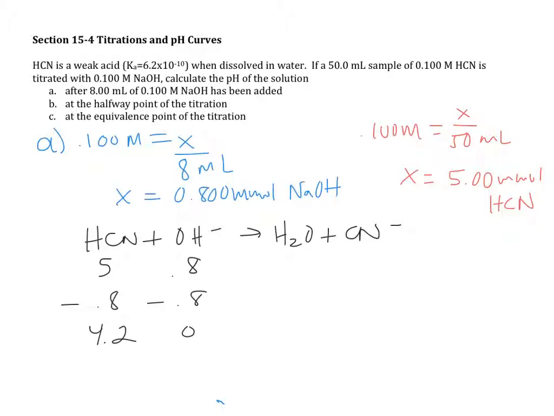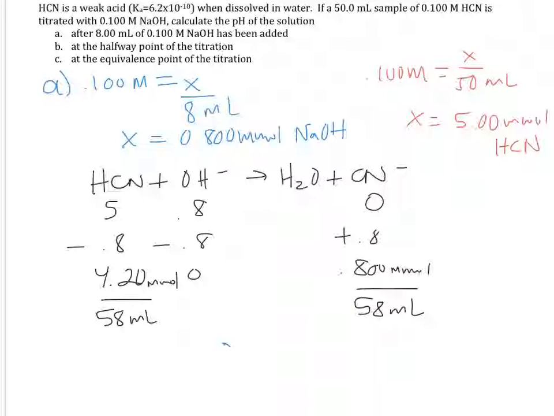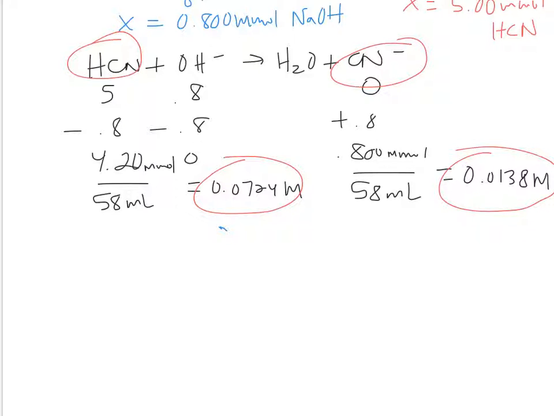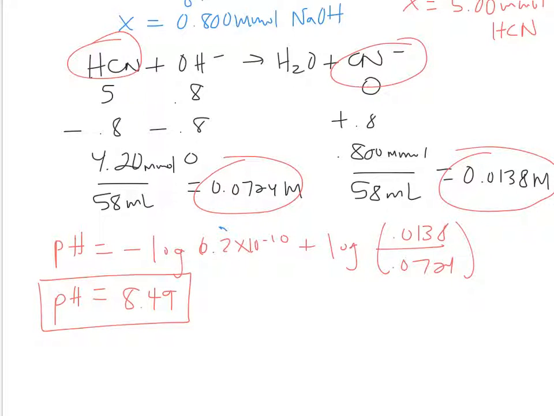We can also calculate how many millimoles of the conjugate base we're going to have, and that would be 0.8 millimoles. Divide these by the total volume, the 8 milliliters of base added to the 50 milliliters of acid, and we'll have the molarity, the concentration. Now, since we have the concentration of an acid and its conjugate base, let's use the Henderson-Hasselbalch equation to find the pH. The pH will equal 8.49.